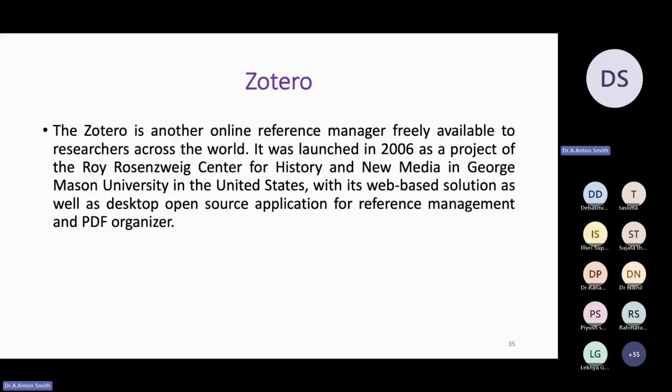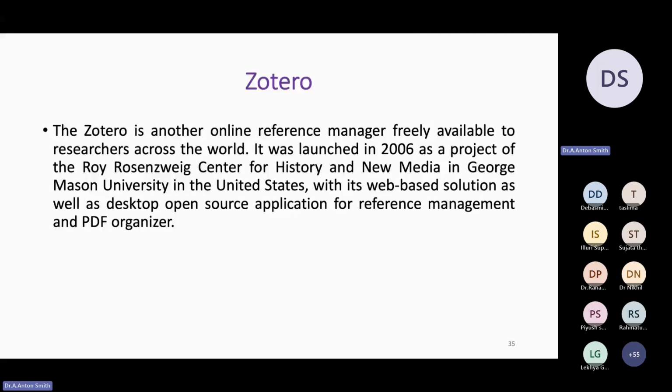Next, coming to Zotero. It's another online reference manager, available from 2006 onwards. It was developed by the Center for History and New Media at George Mason University in the US, and it is based on web-based systems and a desktop open access, open source application for reference management as well as PDF formats.